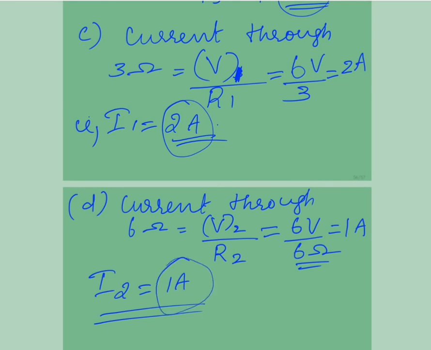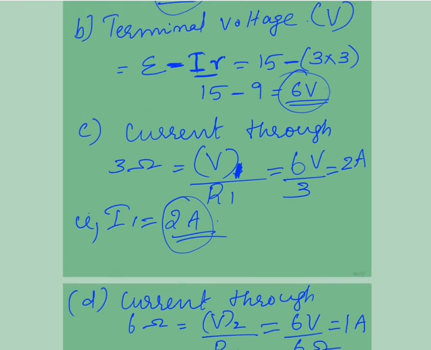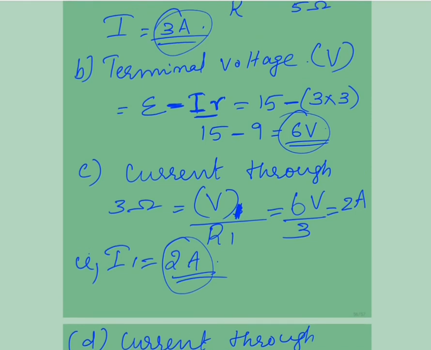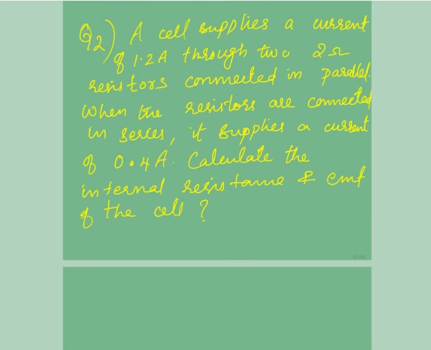Now second problem is, a cell supplies a current of 1.2 ampere through two 2 ohm resistors connected in parallel. When the resistors are connected in series, it supplies a current of 0.4 ampere. Calculate the internal resistance and EMF of the cell.